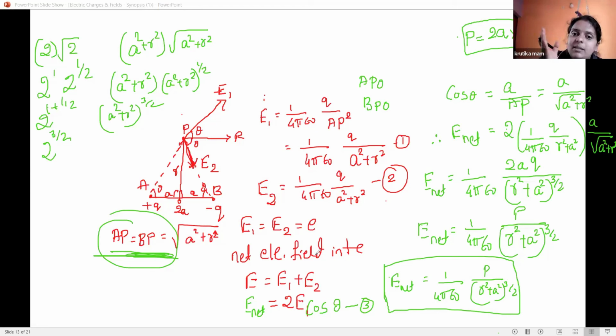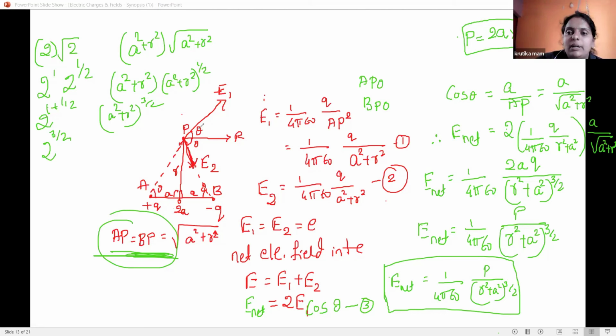Here also they are in opposite directions, but this is forming a triangle shape. Earlier it was like this, but here it is in the triangle shape. Since it is a triangle shape, the net resultant field will be along this direction. So therefore E1 plus E2 comes. Therefore E is equal to 2E cos theta.